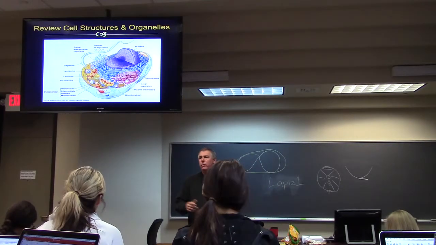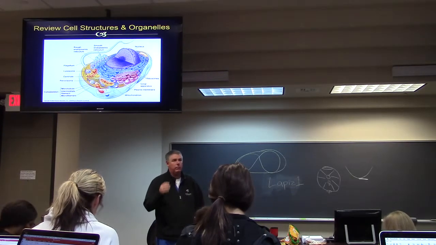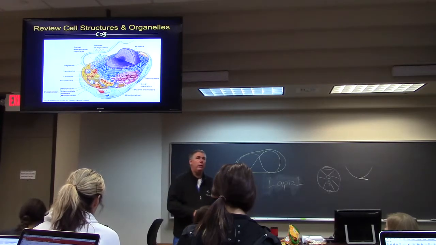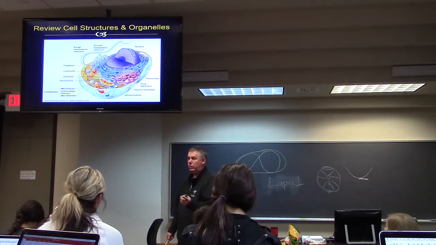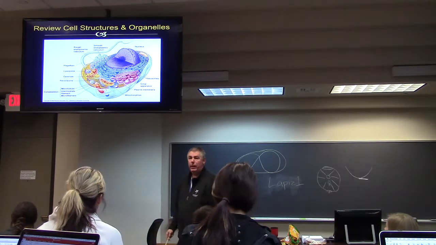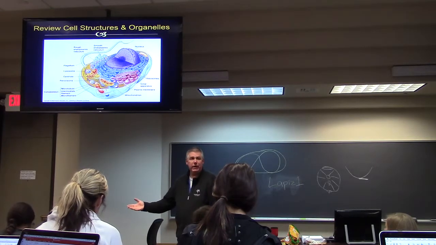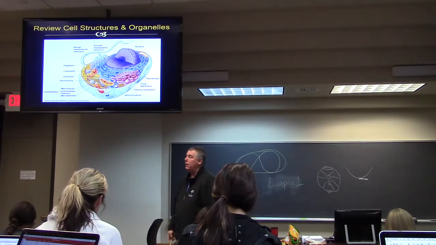I'm sure you've all had cell biology to some extent, but just a real quick primer here. First of all, you have a cell membrane. You do not have a cell wall. Microorganisms have cell walls. You don't. You have a cell membrane.